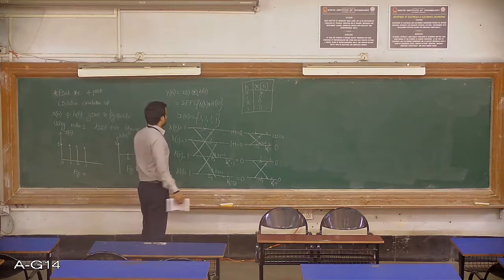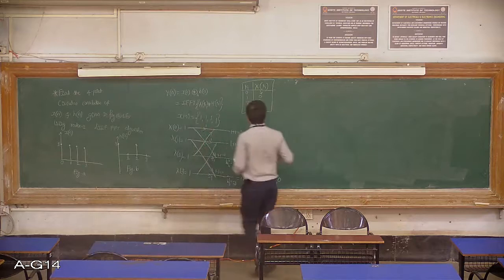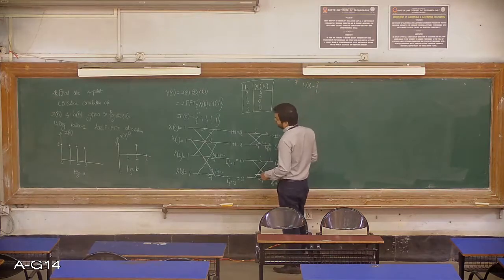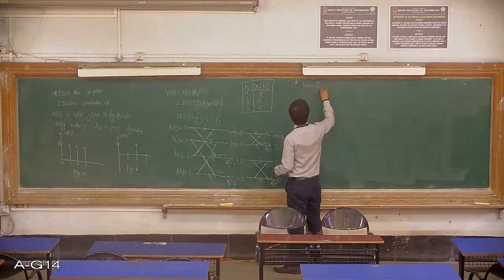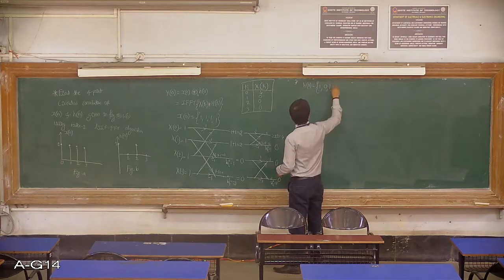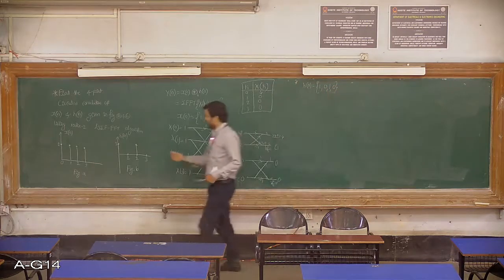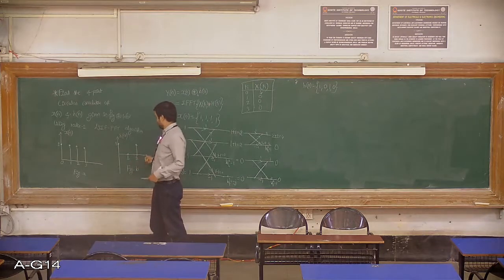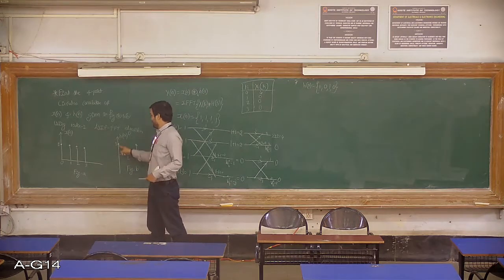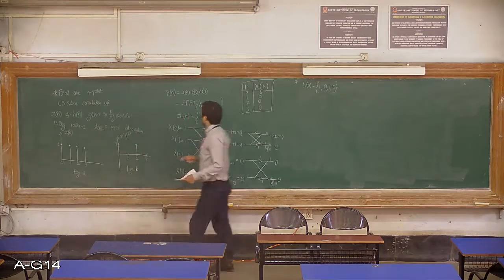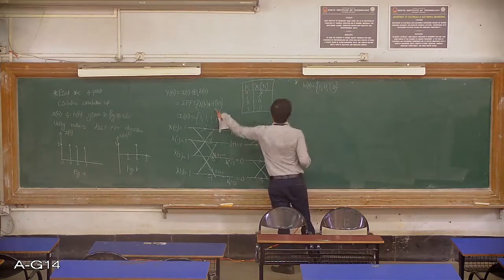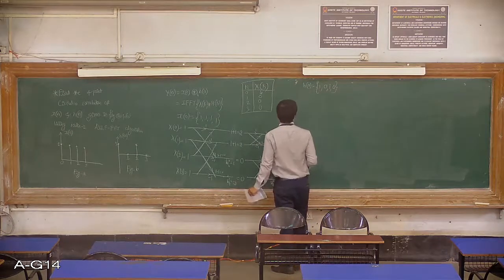Similarly, calculate h of k. What is the h of n? So h of n is 1, 0, 1, 0. See here, 1, 0, 1, 0, 1 0 1 0 1 0 1 0. Compute h of k.